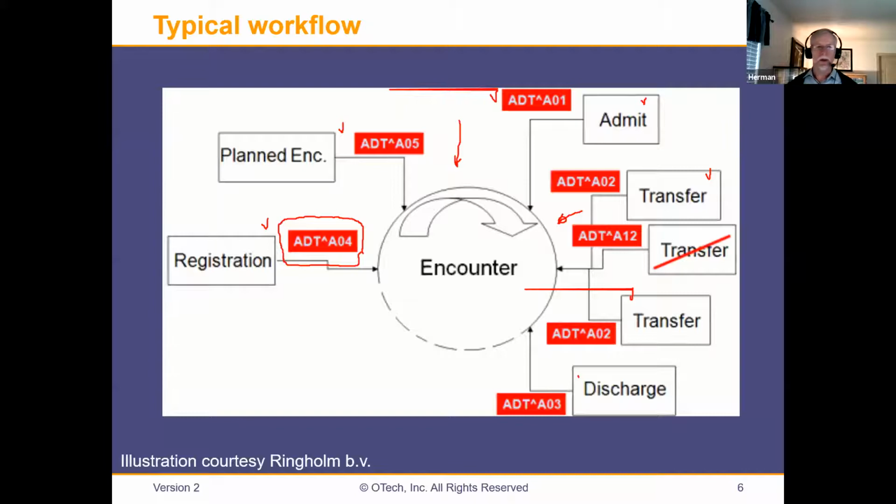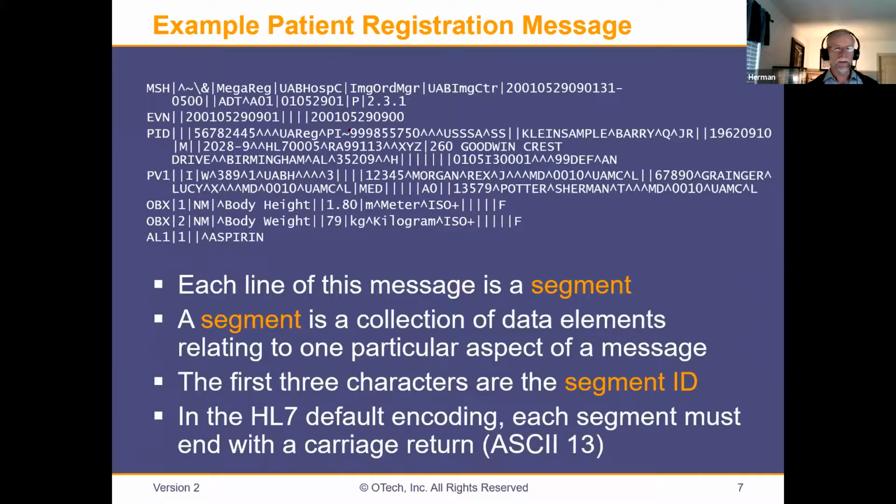So here's a typical patient registration message. We said that each patient registration message needs to have an event type. So the ADT is A01, ADT01 is right here on the top. And when you look at these messages, you see the different lines, and they always start with a 3-character code: MSH, EVN, PID, PV1, OBX, AL1. And it's supposed to be one line. So a segment is a line of information that groups together.